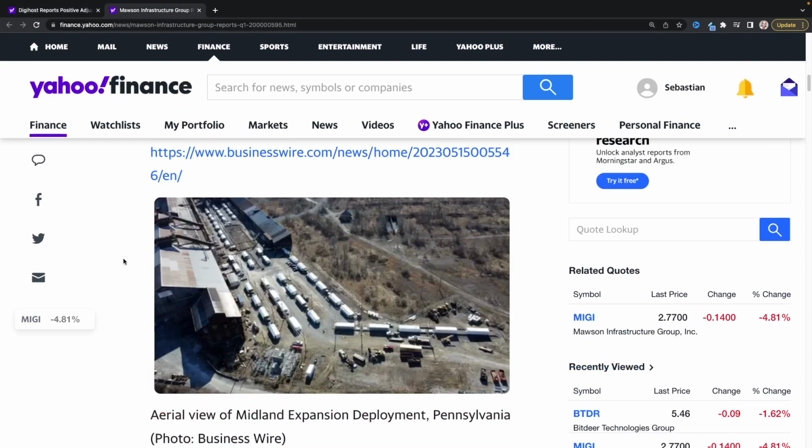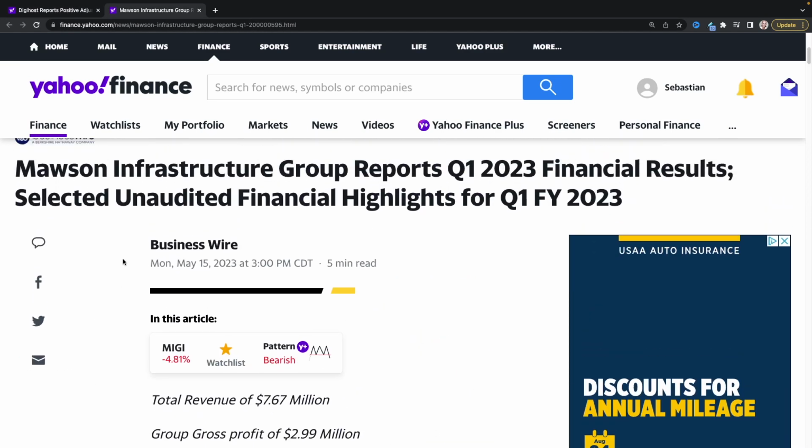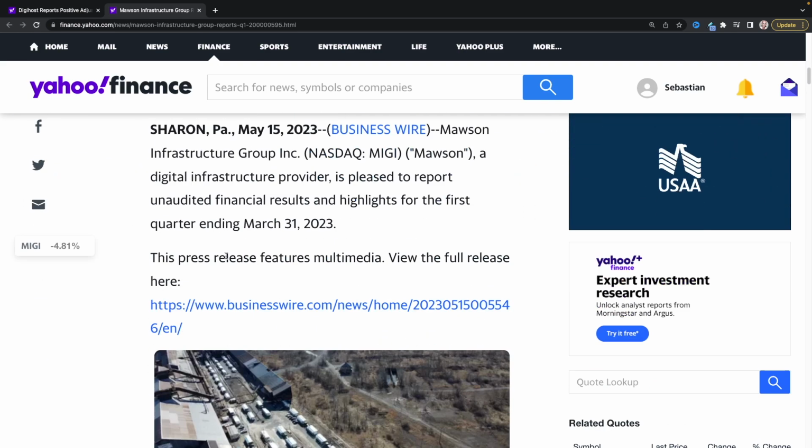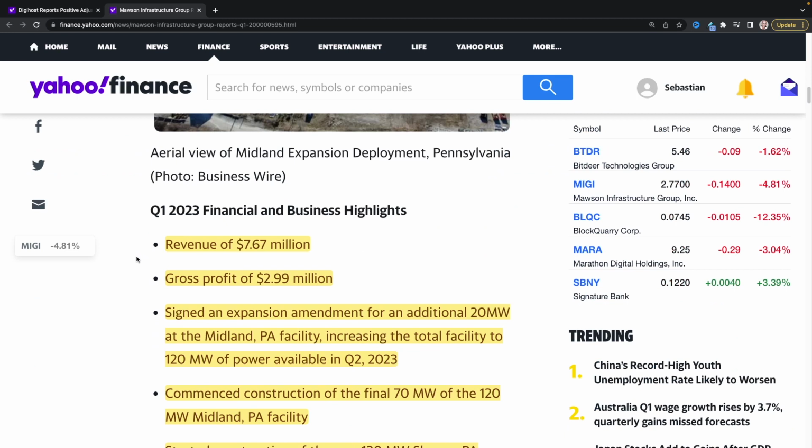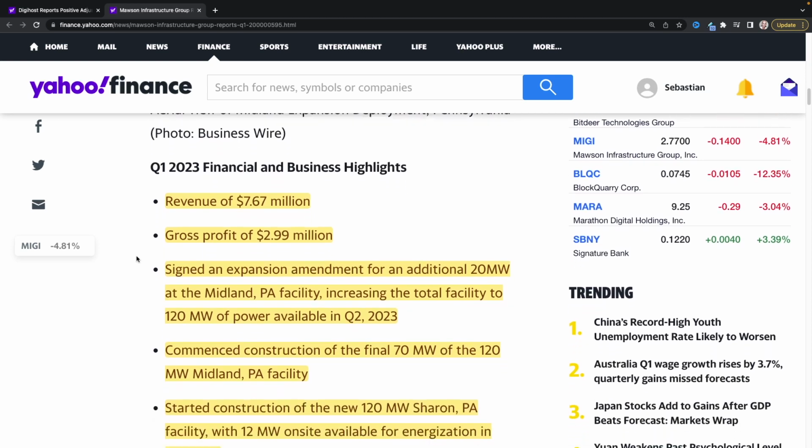So Mawson here as well has reported their Q1 2023 financial results and selected unaudited financial highlights for Q1 fiscal year 2023. Here's what we have here. Q1 2023 financial and business highlights: revenue of 7.67 million, gross profit of 2.99 million. They signed an expansion amendment for an additional 20 megawatts at the Midland, Pennsylvania facility, increasing the total facility to 120 megawatts of power available in Q2.